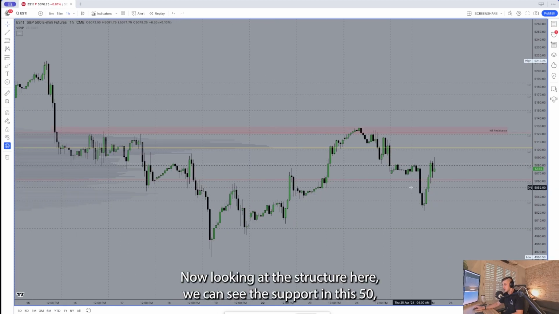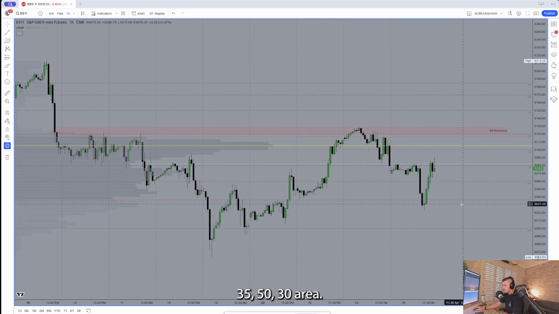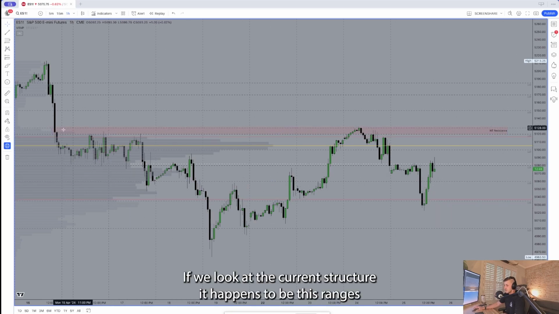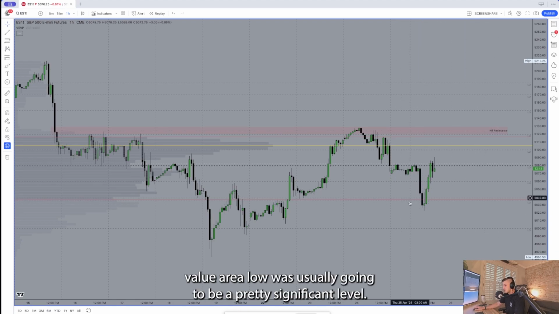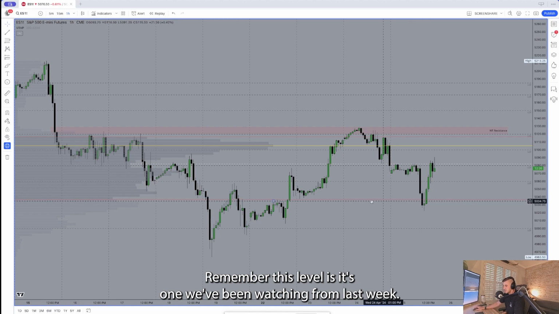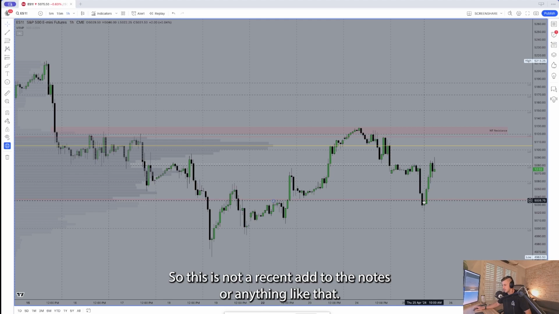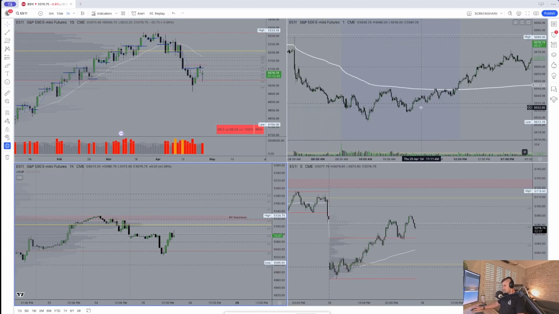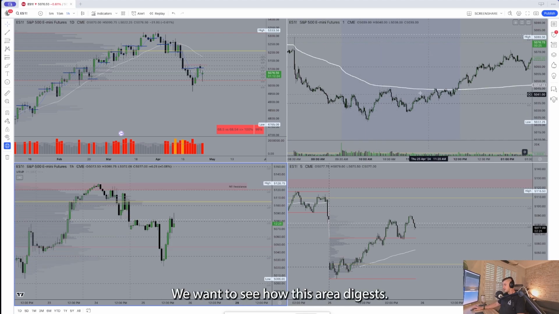Now, looking at the structure here, we can see the support in this 50-35, 50-30 area. If we look at the current structure, it also happens to be this range's value area low, which is usually going to be a pretty significant level. So it aligns nicely with a level of interest we've already had there. Remember, this level is one we've been watching from last week, so there's not a recent add to the notes or anything like that. It's a level we've had on watch. Coming into the session, keep it pretty simple. We want to see how this area digests, right?